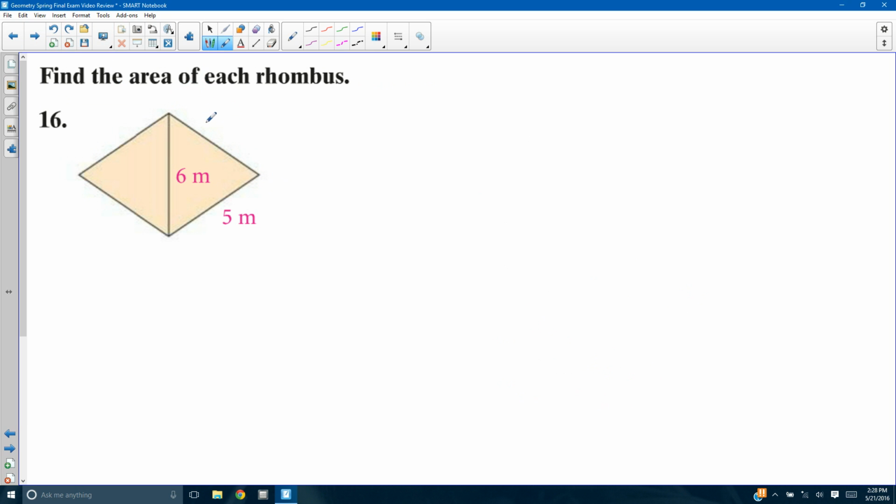Number 16, find the area of each rhombus. So a rhombus has all sides congruent.